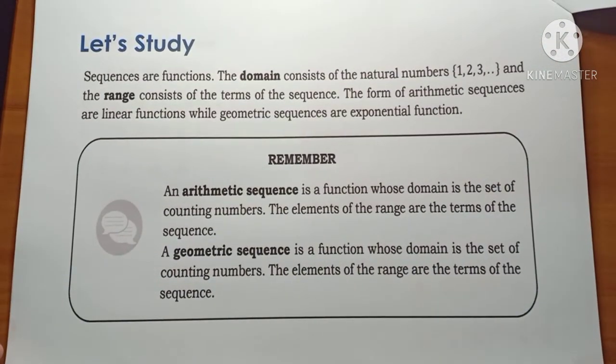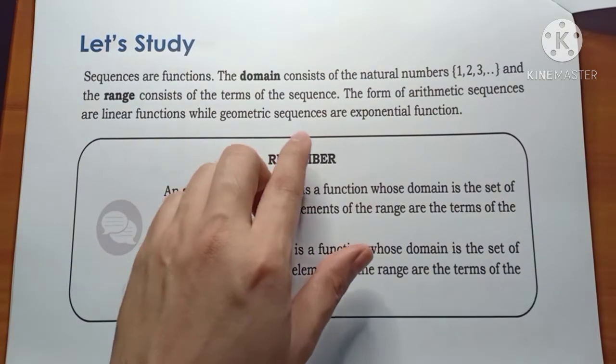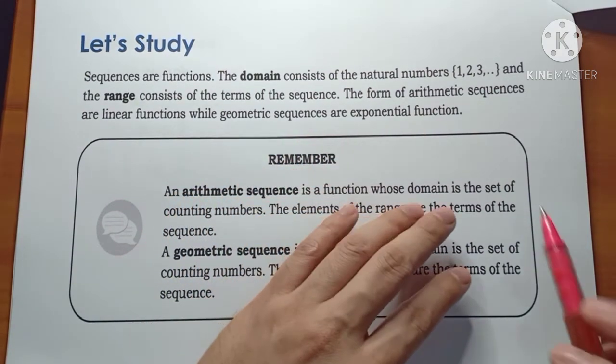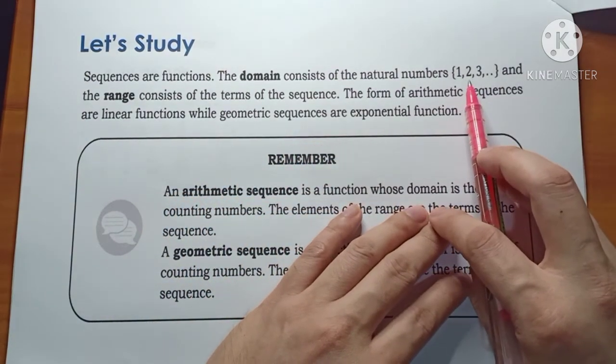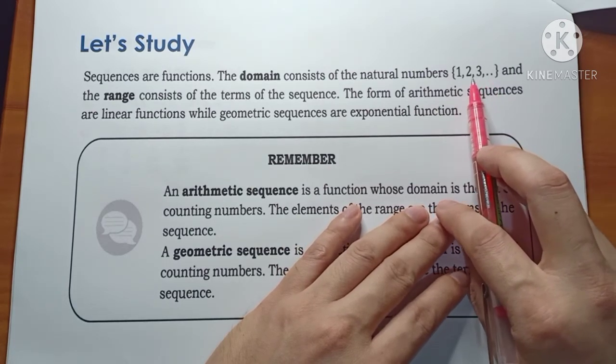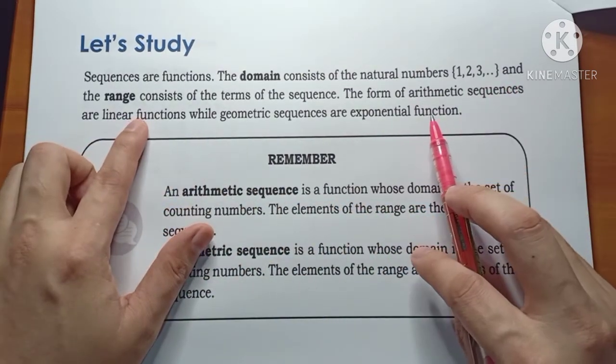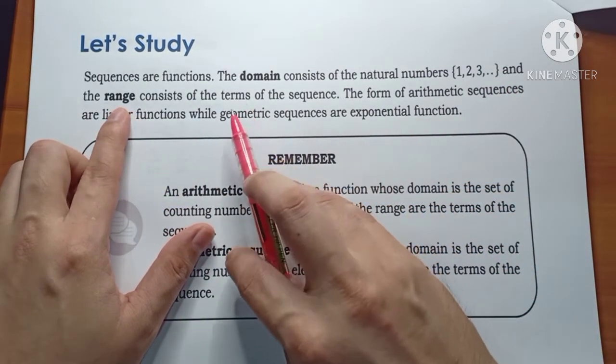So, sequences are functions. So, the domain consists of the natural numbers. So, alam na natin to sa mga pinagdaanan nating lesson na ang domain natin ay consists of the natural numbers starting from 1, 2, 3, infinitely. So, papunta siya kung hanggang ilan man yung ating term. And the range consists of the terms of the sequence. So, ito naman yung mga terms, yung range natin.